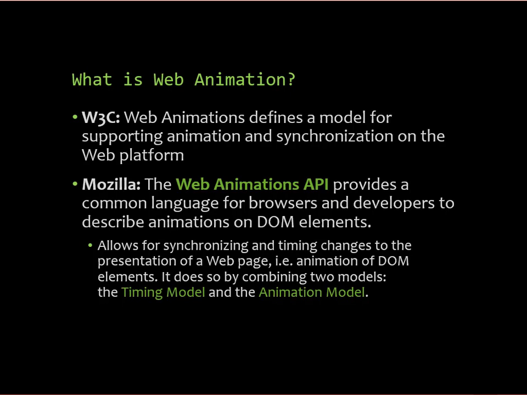The DOM is the document object model, and it's basically how the browser conceptualizes the content within a web page. For the elements within the web page, like your paragraphs and your headlines or your divisions or sections, the Web Animations API standard allows us to access those elements and animate them. So this API allows us to access those elements and then synchronize and time changes within the web page, for example, animation of DOM elements.